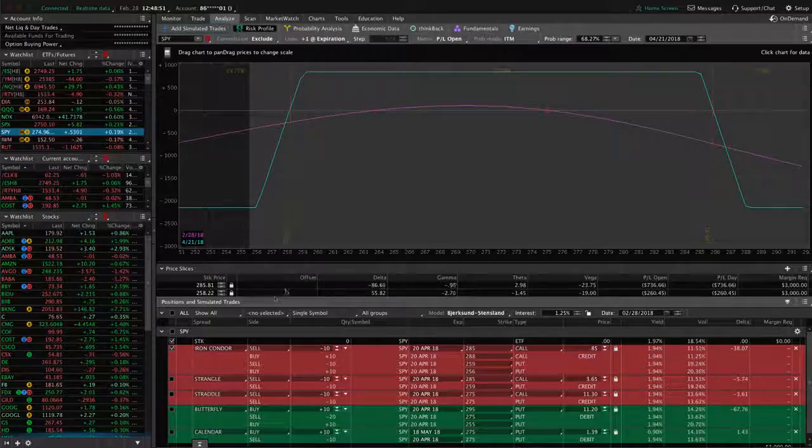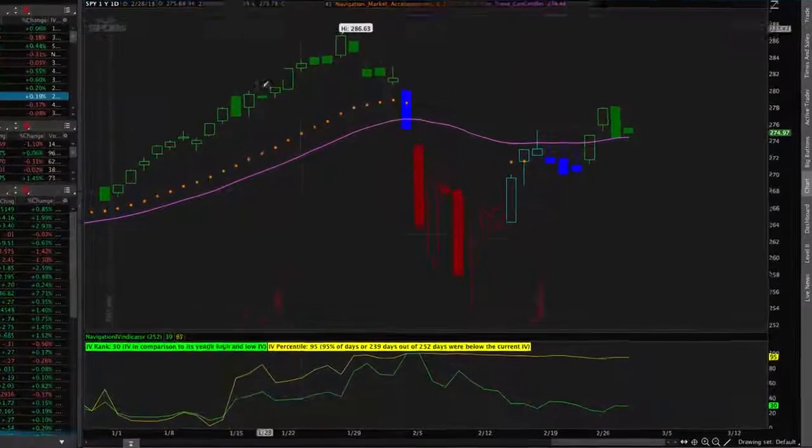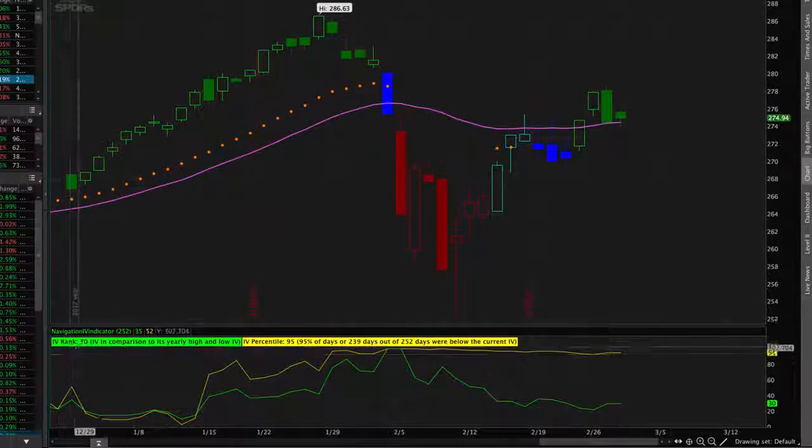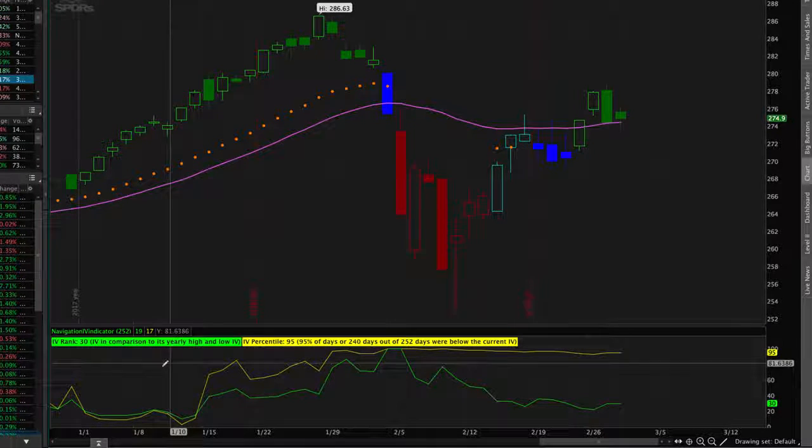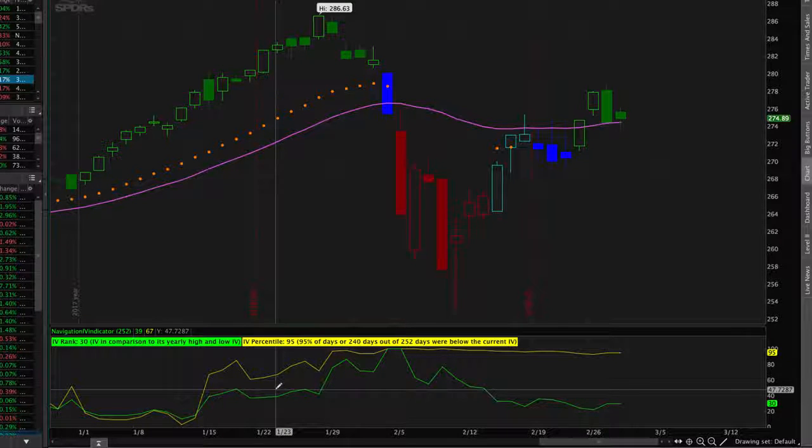So what do I mean by implied volatility? If we go to the charts, what you'll see down below is our Navigation Trading Implied Volatility Indicator. You can get this for free by simply logging into your free membership at navigationtrading.com. You'll be able to copy and paste the script directly into TOS, and then this will show up on your chart just like it does here.